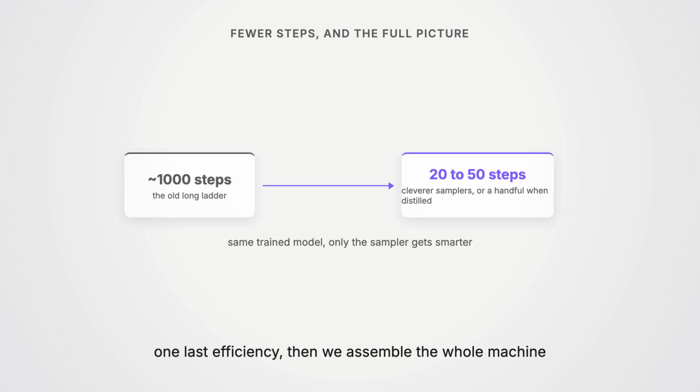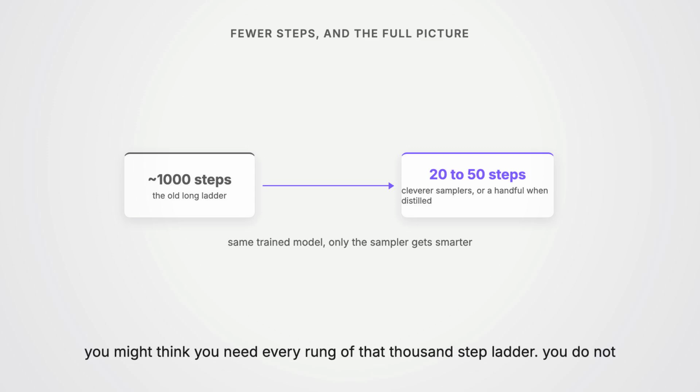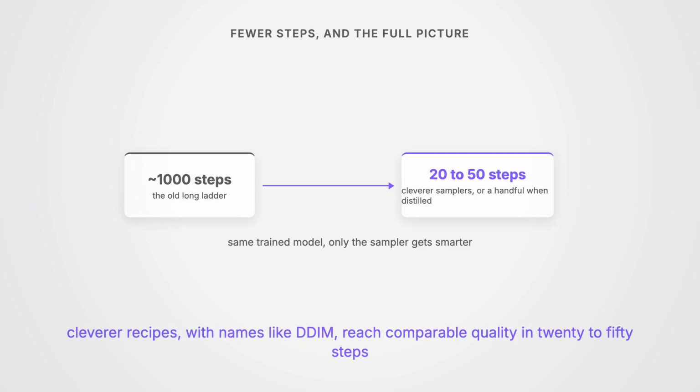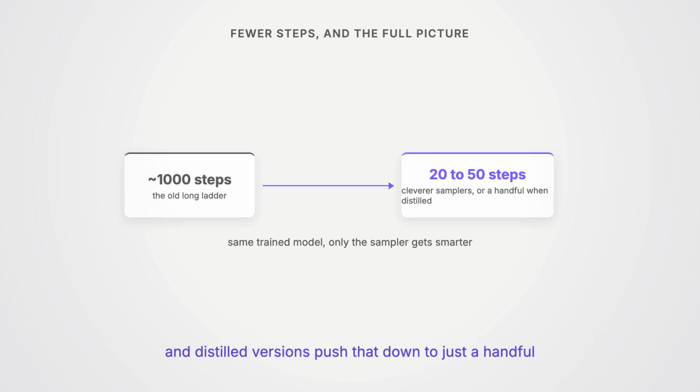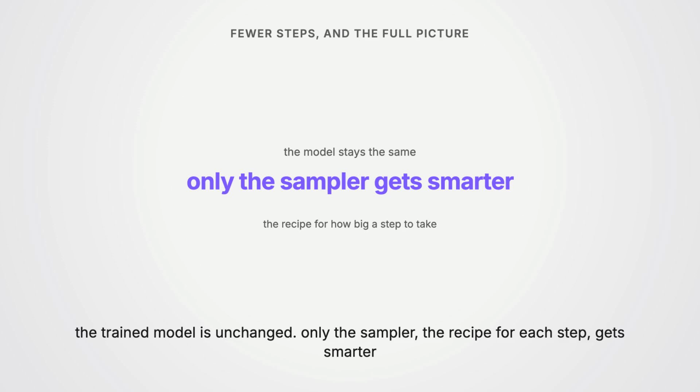You might think you need every rung of that 1,000-step ladder to generate. You do not. Clever recipes for taking the steps, with names like DDIM and other fast solvers, reach comparable quality in roughly 20 to 50 steps, and distilled versions push that down to just a handful. The trained model is unchanged. Only the sampler, the recipe for how big a step to take, gets smarter.